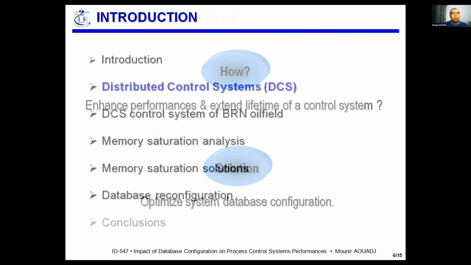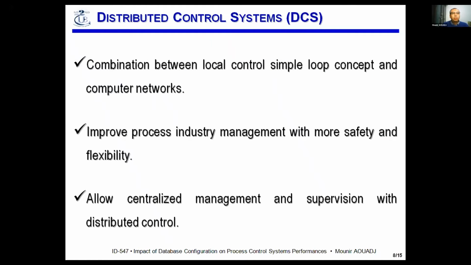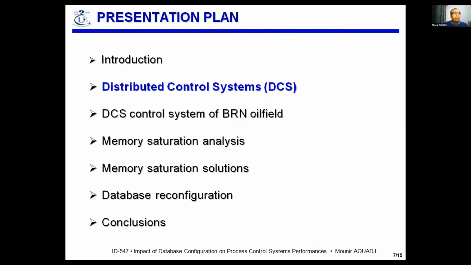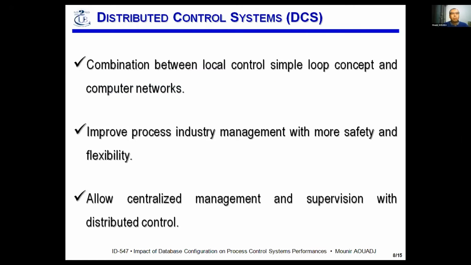So let's see now what a DCS, or distributed control system, is. A DCS is a combination of the single local control concept and computer networks. Distributed control systems have greatly improved the management of industrial processes with more flexibility and security. They allowed centralized management and supervision with distributed control.